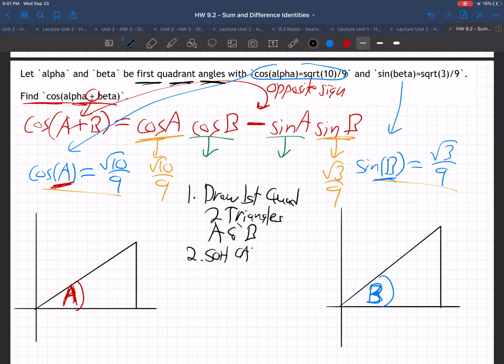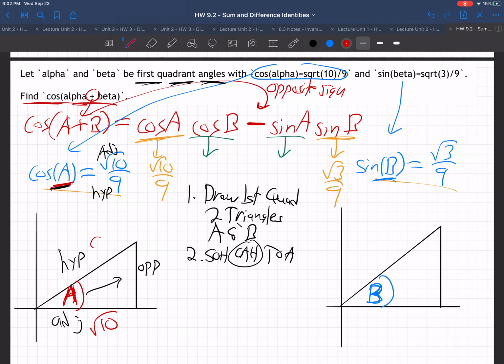use the Sohcahtoa facts. What do I mean? Well, in the A triangle, remember Sohcahtoa, cosine is adjacent over hypotenuse. So that means this is adjacent and this is hypotenuse, right? So remember, this is the opposite side, this is the adjacent side, and this is the hypotenuse. So the adjacent is root 10, and the hypotenuse is 9. It says right here, hypotenuse is 9, adjacent is root 10.